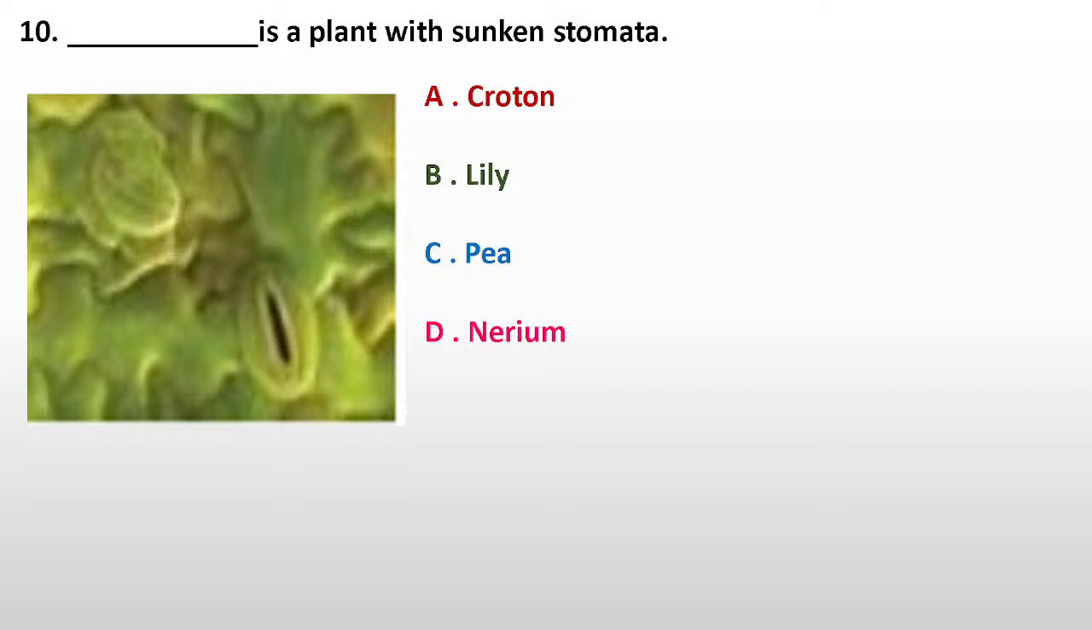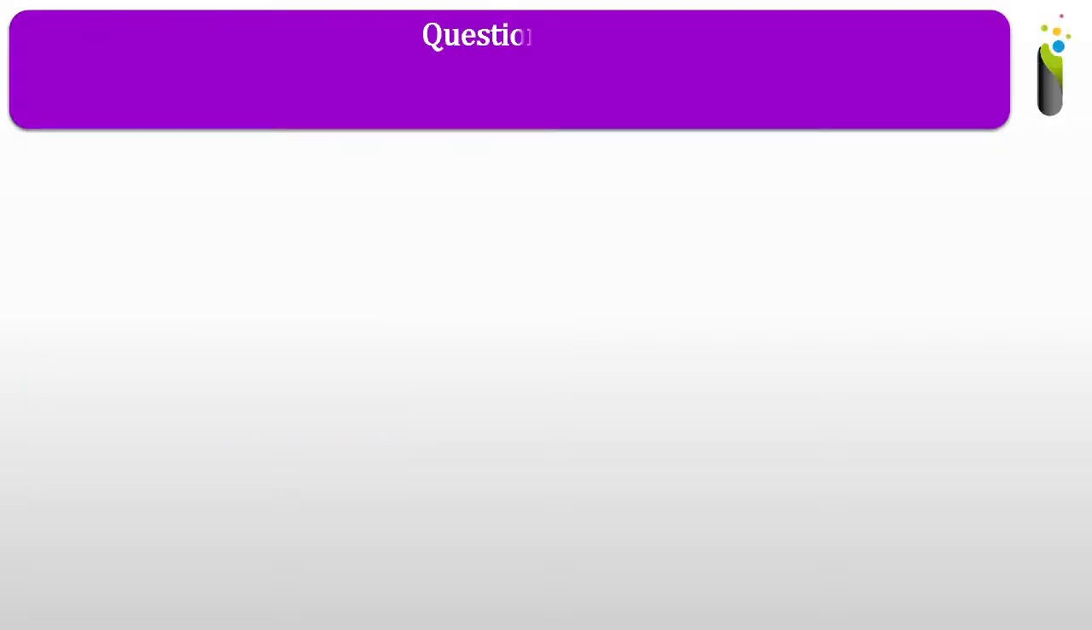And the correct answer for this question is D. Nerium. So nerium is a plant with sunken stomata. Very good. Students, you're answering it right. Going ahead with question number 11.